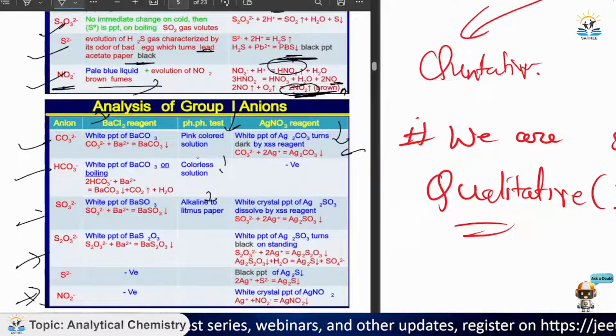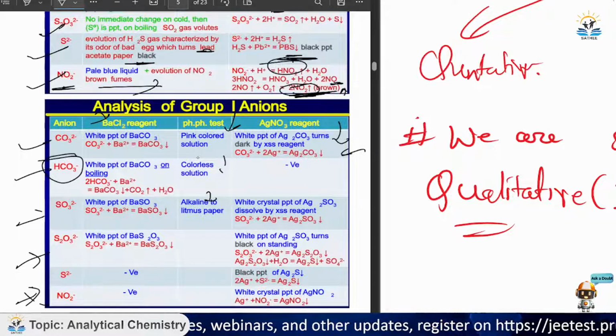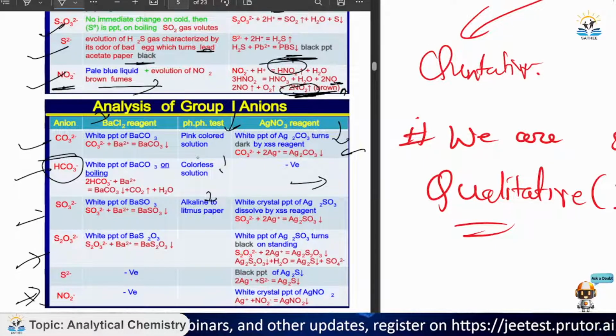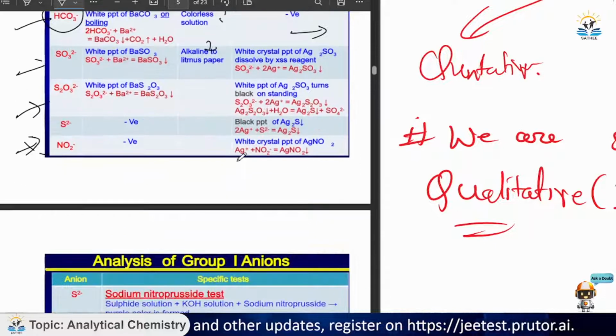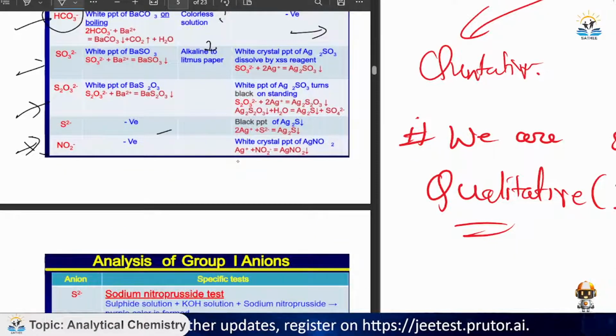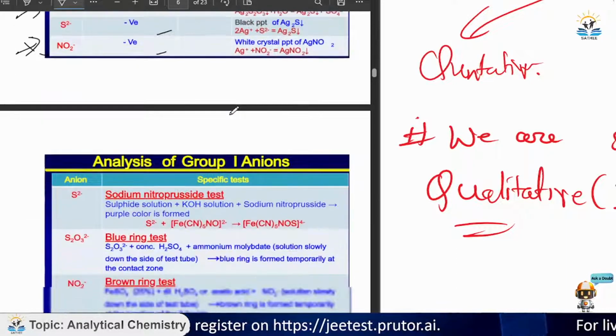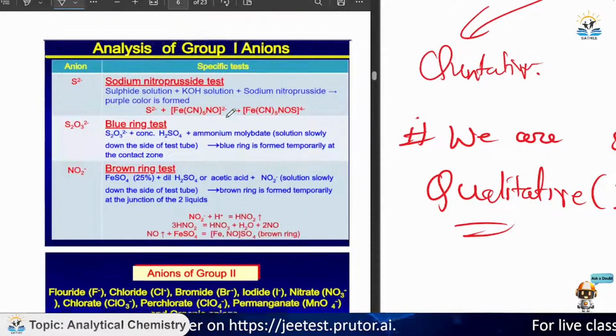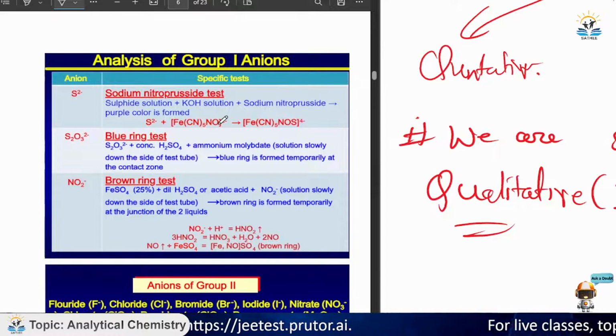If you are asked a question about SCO3 minus reacting with AgNO3, then it will give a negative test. It will not show any reactions. So like that you can check. Like here also, S2 minus and NO2 minus will not give any reaction with the BaCl2. So simply like that.